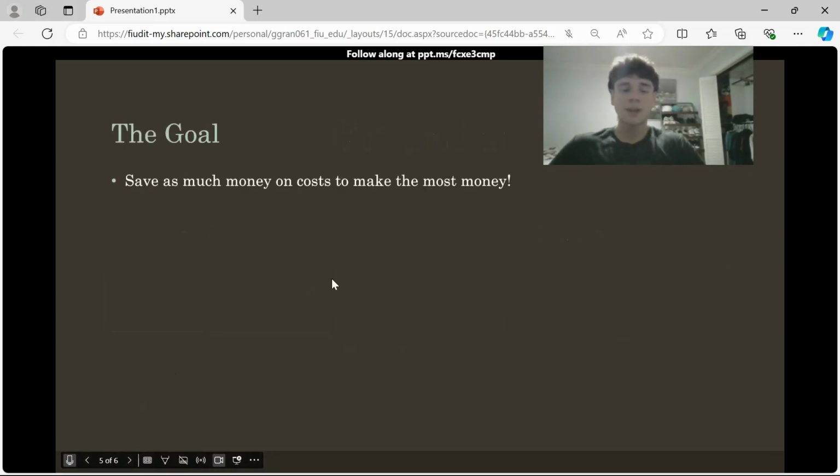So just a quick reminder, the goal is to save as much money as possible in order to make the most money. As a company, I'm trying to cut costs effectively in order to make profit efficiently, but to say it in the shorter tense, the goal is to save money in a smart way.